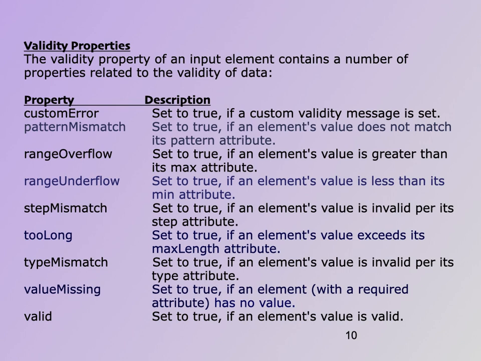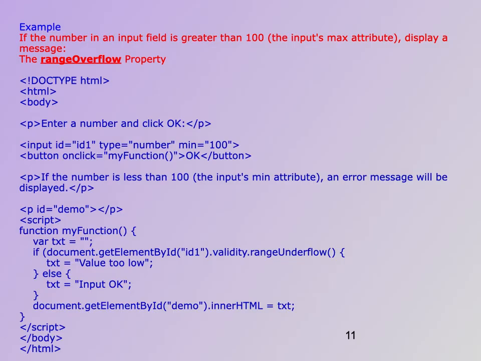Value missing is set to true if an element has no value. Suppose we are not entering a particular value, then the value missing attribute is set to true. Valid is set to true if an element's value is valid. We will see an example here. If the number in an input field is greater than 100, display a message. The input's max attribute is set here, greater than 100, then max is equal to 100 will be set here.